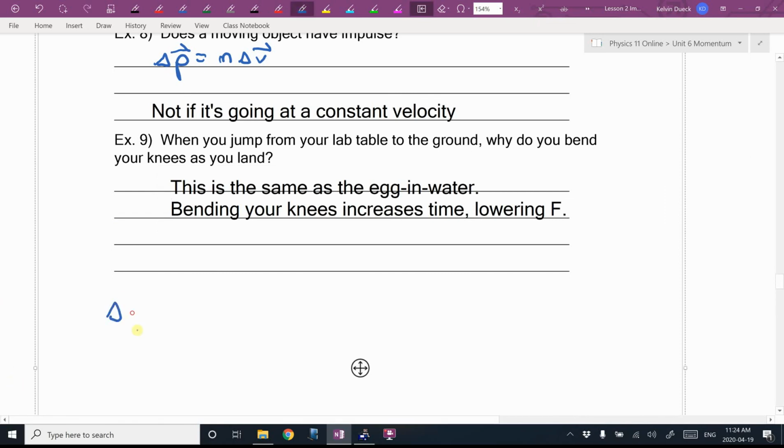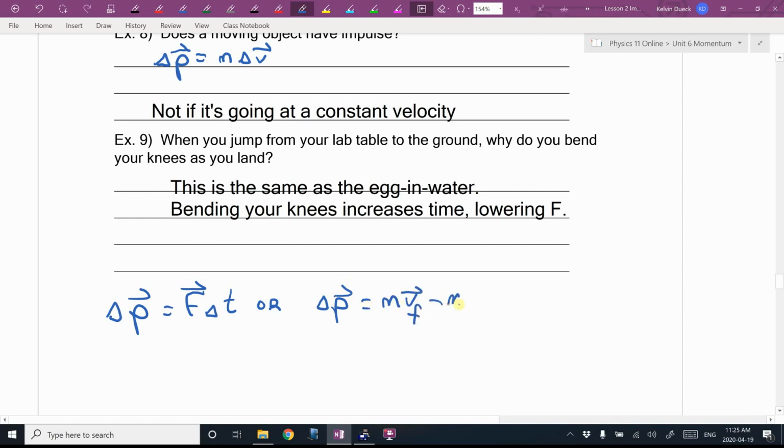So again, impulse, change in momentum, is equal to the force times the change in time, or impulse, change in momentum, is equal to the mass times the change in velocity. And since change in anything is final minus initial, I usually write it that way, which also means that force times the change in time is equal to mass times the change in velocity.